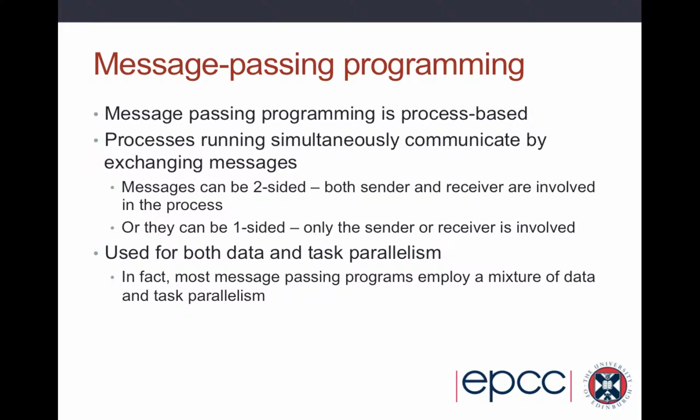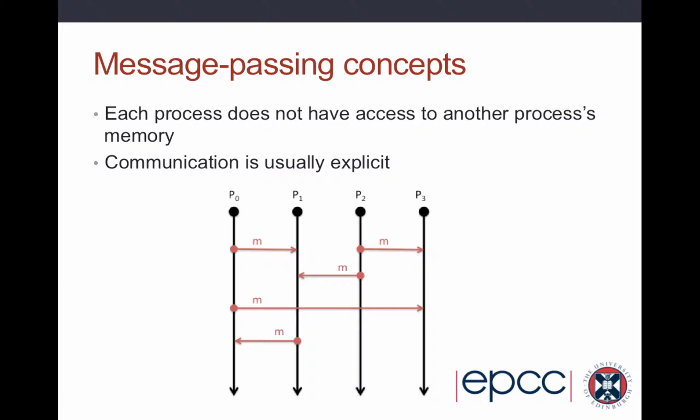In fact, most message passing programs that are out there employ a mixture of data and task parallelism. Often they'll have bits where they're operating on different bits of a large data structure in parallel, and at other times the processes will be doing different parallel tasks. Here's a picture that's supposed to illustrate this: each process doesn't have access to each other process's memory, so the communication has to be explicit. I say, I'm process 0, I'm going to send a message to process 1, and process 1 will, in two-sided communication, say, fine, I've got that message now.